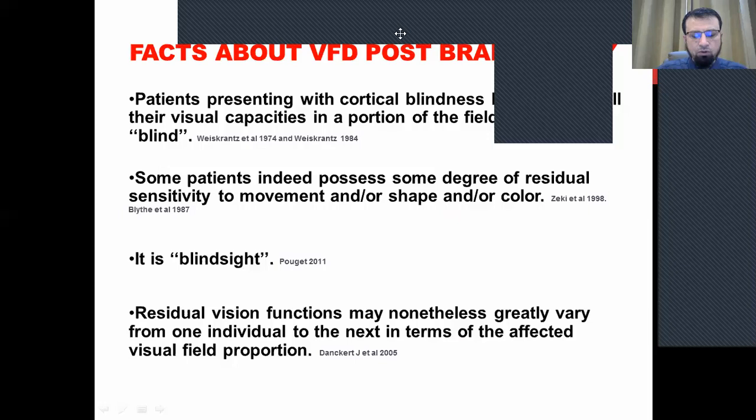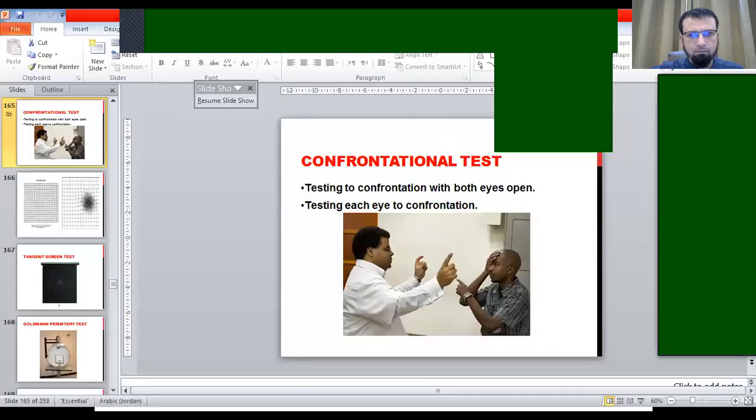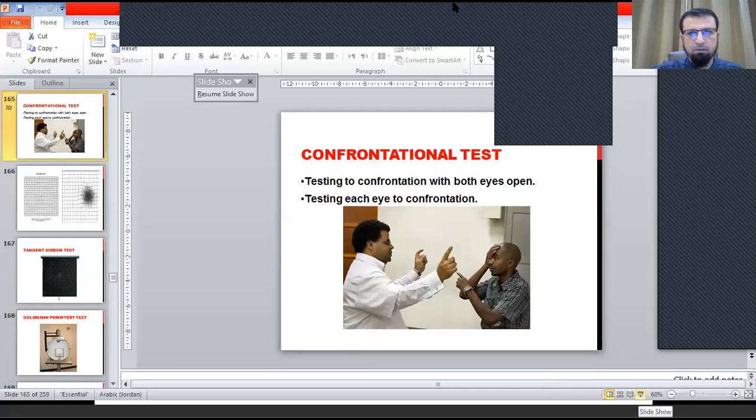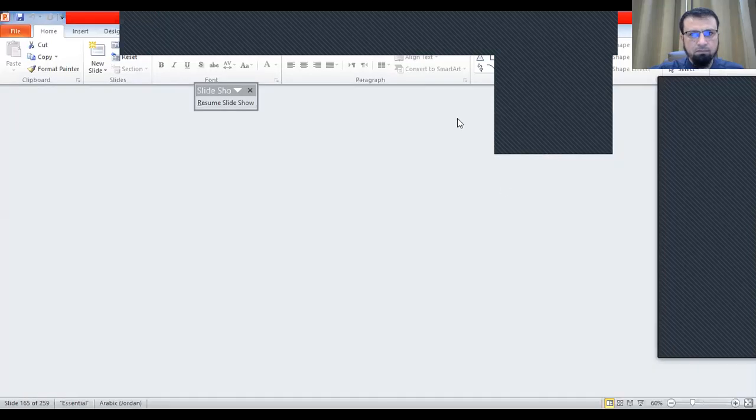I don't know if the screen is clear for you, or it's because here it's not showing. There is something dark on the screen for you also. Okay, let me share it again. There is a technical problem. Bismillah.